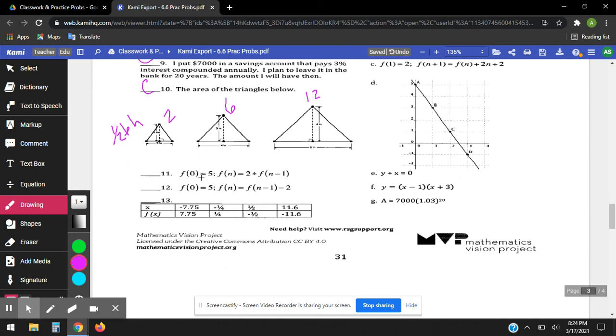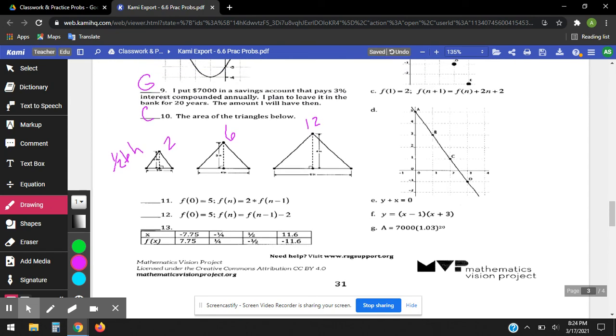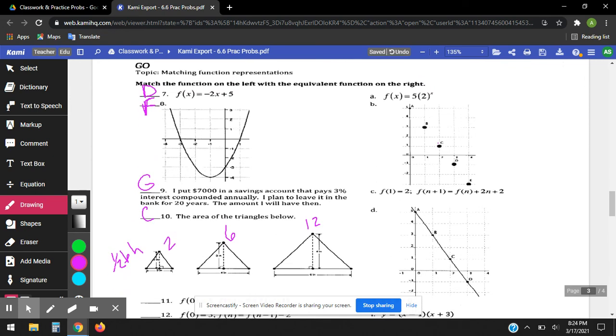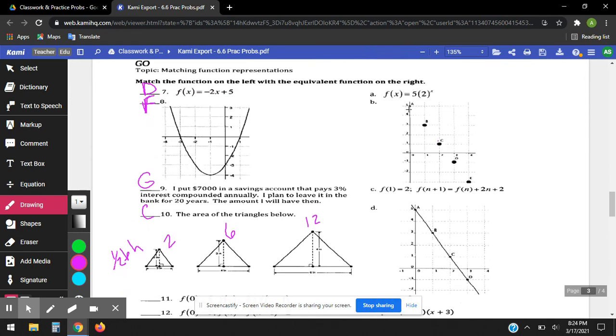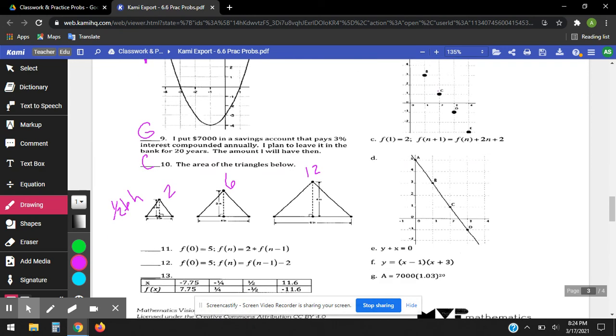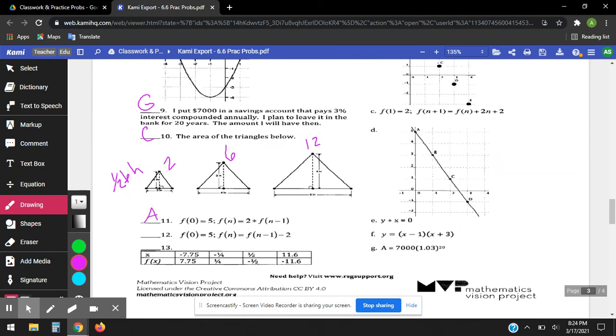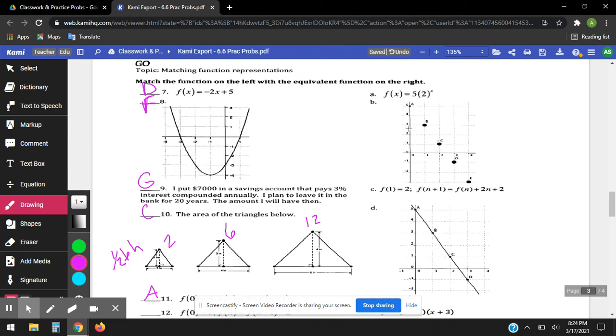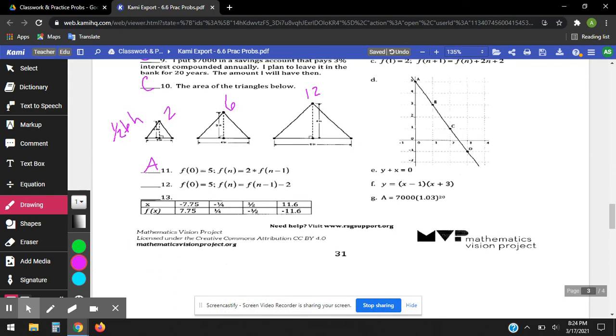All right, f of 0 is 5. So f of n is 2 times my previous. Oh, or f of 0 equals 5, and I take my previous minus 2. All right, so which one is a times 2? Which one is a plus 2? I think that's these guys up here. Well, this one is definitely a times 2, so A is going to go with the times 2. And then my graph up here, we had the slope of losing 2 each time, and that would be discrete if it's a recursive function. I think this one is B. And so that leaves us with E on here.